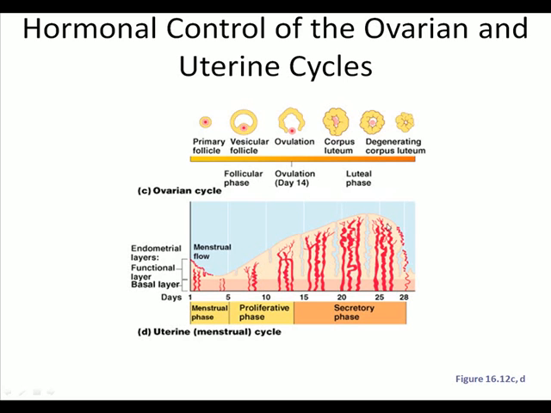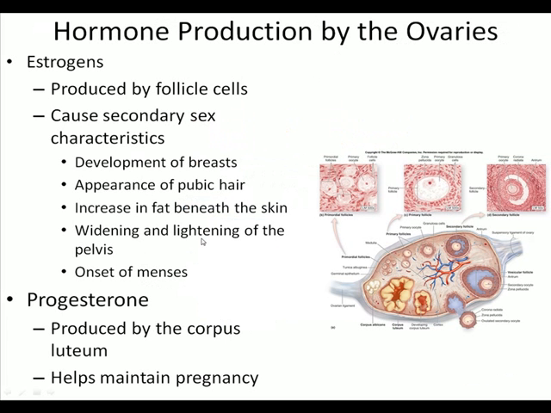If implantation doesn't occur, progesterone levels start to go down, and those decreasing progesterone levels can't maintain these large endometrial layers. So in fact, all of that is sloughed off. The outer layers that have been plumped up during the proliferative and the secretory phase are discarded as menstrual flow.